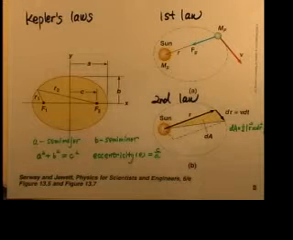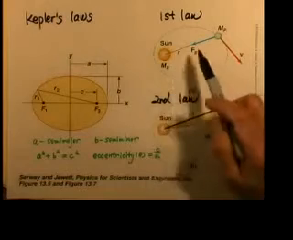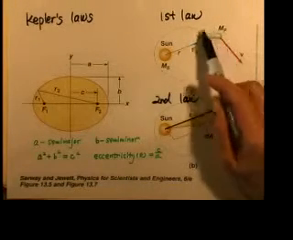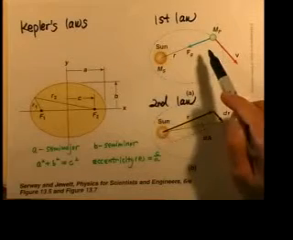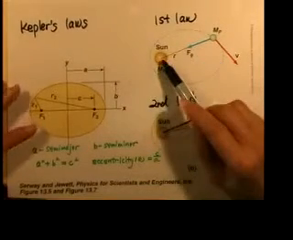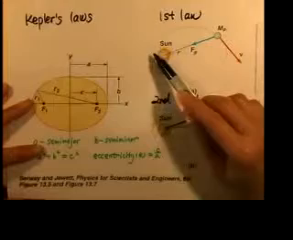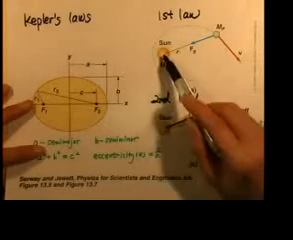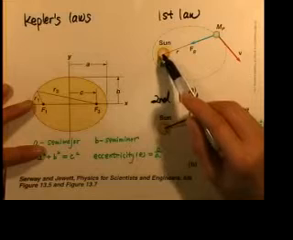Next, we're going to learn Kepler's laws. Let's take a look at what Kepler's law is. Kepler has three laws. Kepler's first law says that all planets move in elliptical orbits with the sun at one focus. So look at the orbit. It is so-called elliptical, with the sun at one focus.